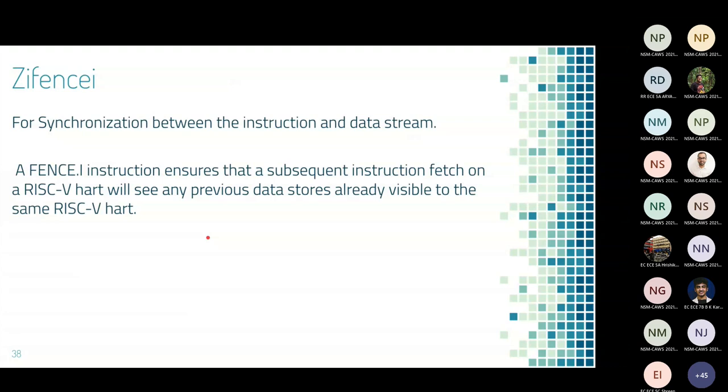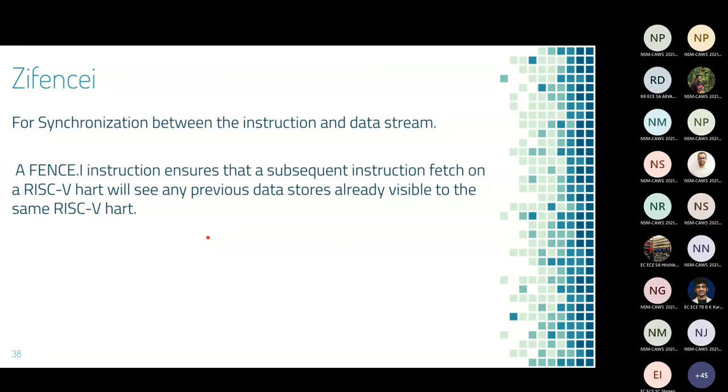fence.i is very similar to the fence instruction. It's just that fence only applies to the data memory, while fence.i also applies to the instruction memory. So what you do in a fence.i is make sure that you first clean the data memory, which means all the data caches, all the dirty values, are written to memory. You clean out your instruction cache and then start fetching from scratch, right?